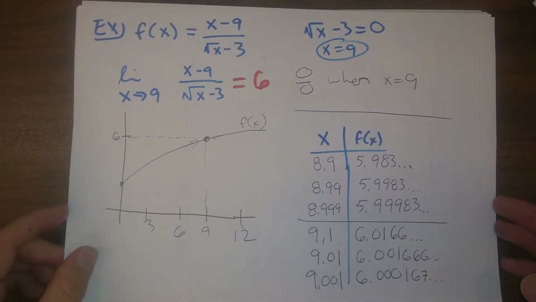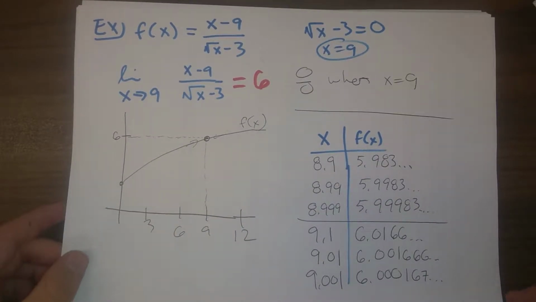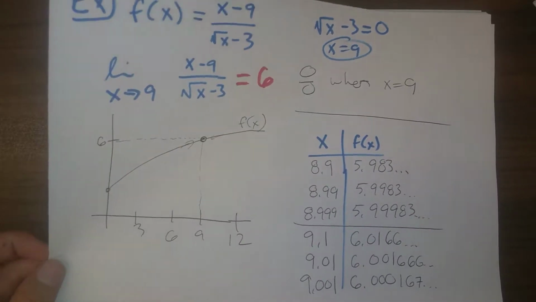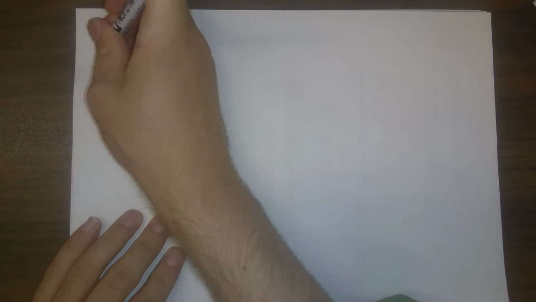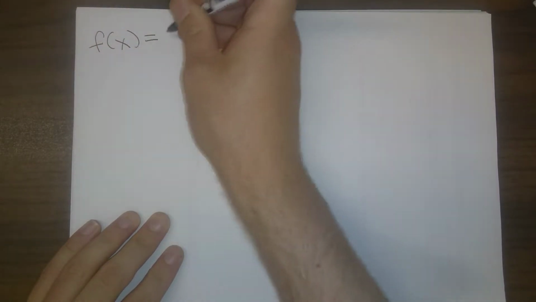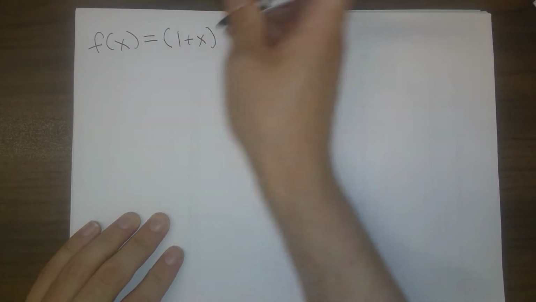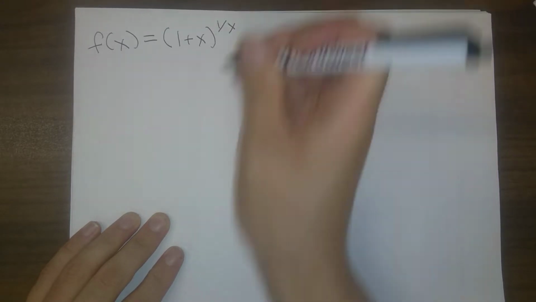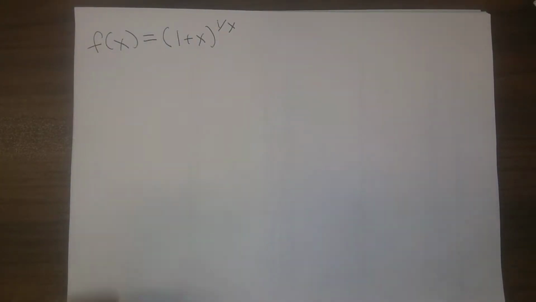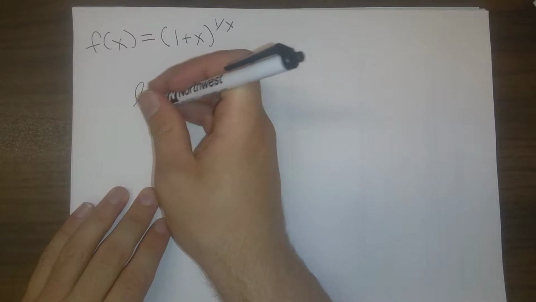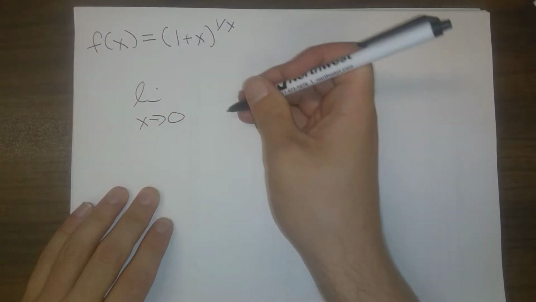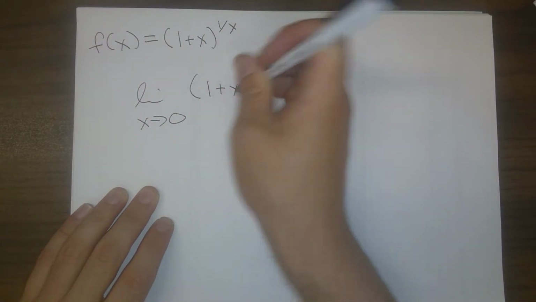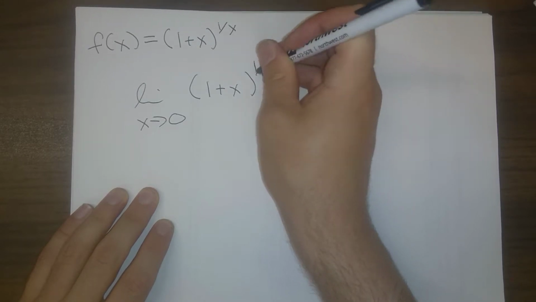We will leave actually evaluating this for real for a future section, section 2.5. The textbook also has a quick example. Just note here, f of x is equal to 1 plus x raised to the 1 over x power. And so the question is, what happens as x gets close to 0? 1 plus x to the 1 over x power.